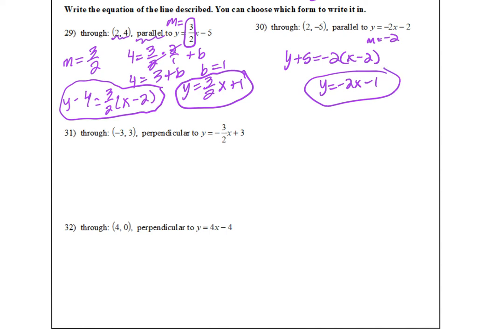Perpendicular lines do not have the same slope, so we have to start off by changing the slope they gave us and making it the opposite sign and the reciprocal. So our slope is 2/3, and we use that point. So y minus 3 equals 2/3 and then x plus 3. That's one option. Or y equals 2/3 x. If I do slope-intercept form, I get plus 5.